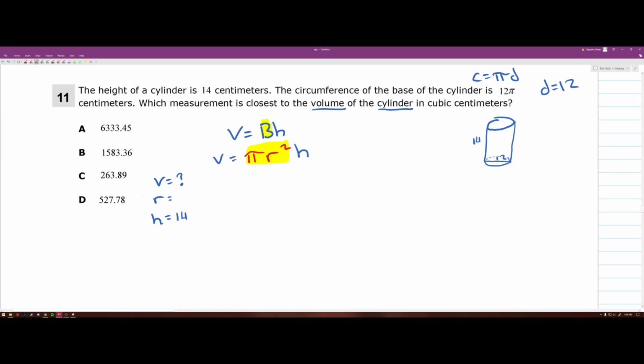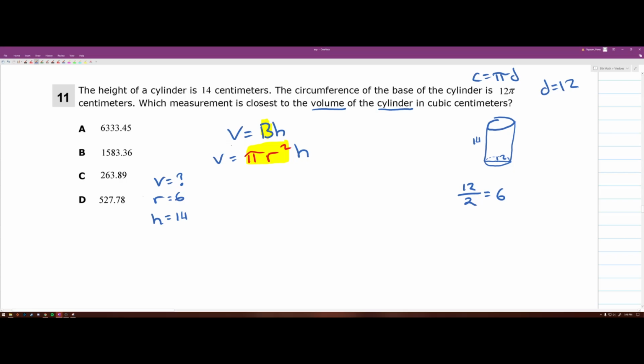Well, we never use diameter. We always use radius. And to go from diameter to radius, we have to divide by 2. So 12 divided by 2 is equal to 6. So then now I can substitute here. My radius is 6.